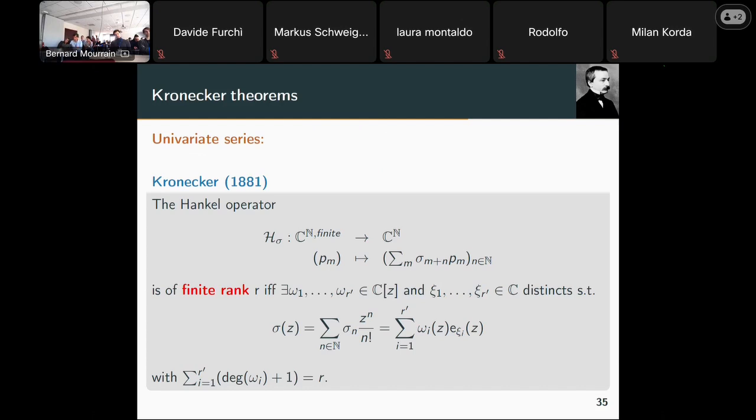So what is this degree plus 1? In fact, it's the space spanned by all derivatives of this univariate polynomial omega I, which is of this degree. When you derive it, you will have all monomials from 1 to the degree, so you will have the same space as the one spanned by all monomials from 0 to the degree of omega I. So this is like the dimension of the inverse system spanned by omega I.